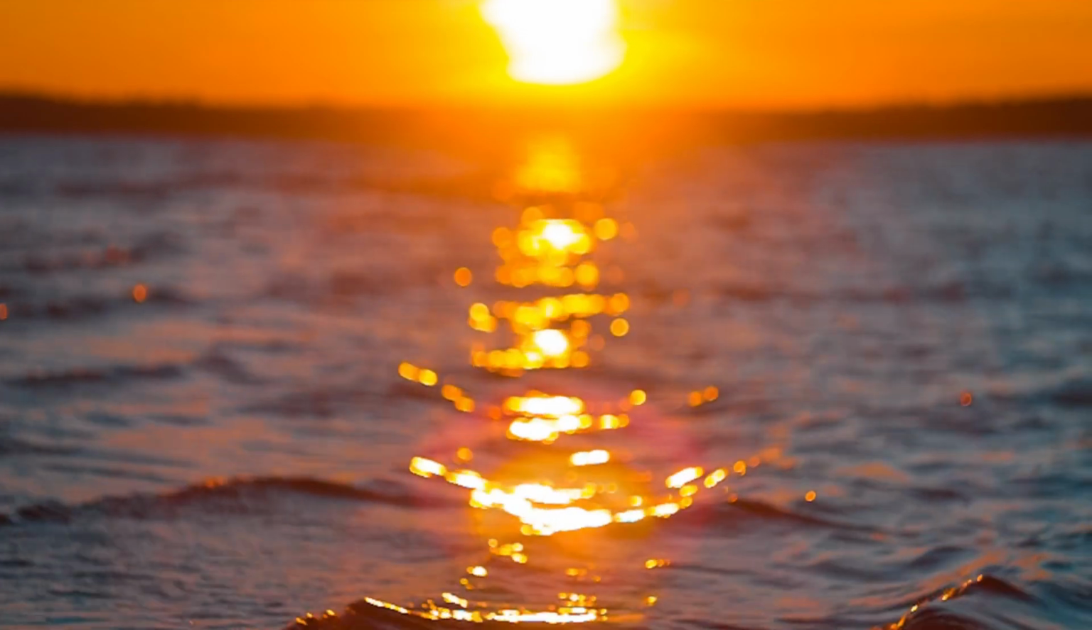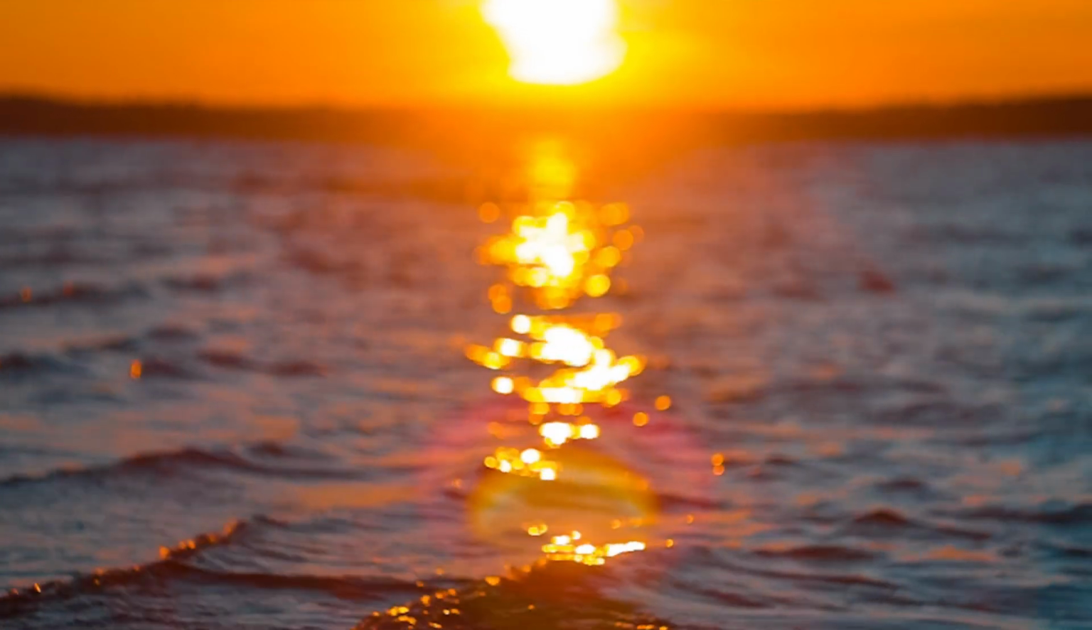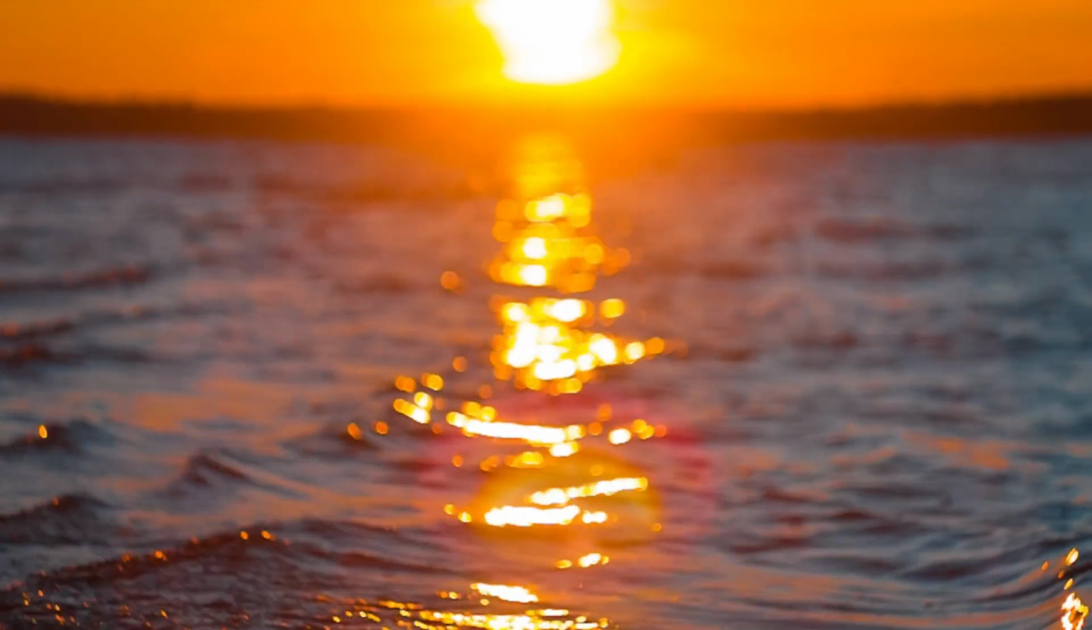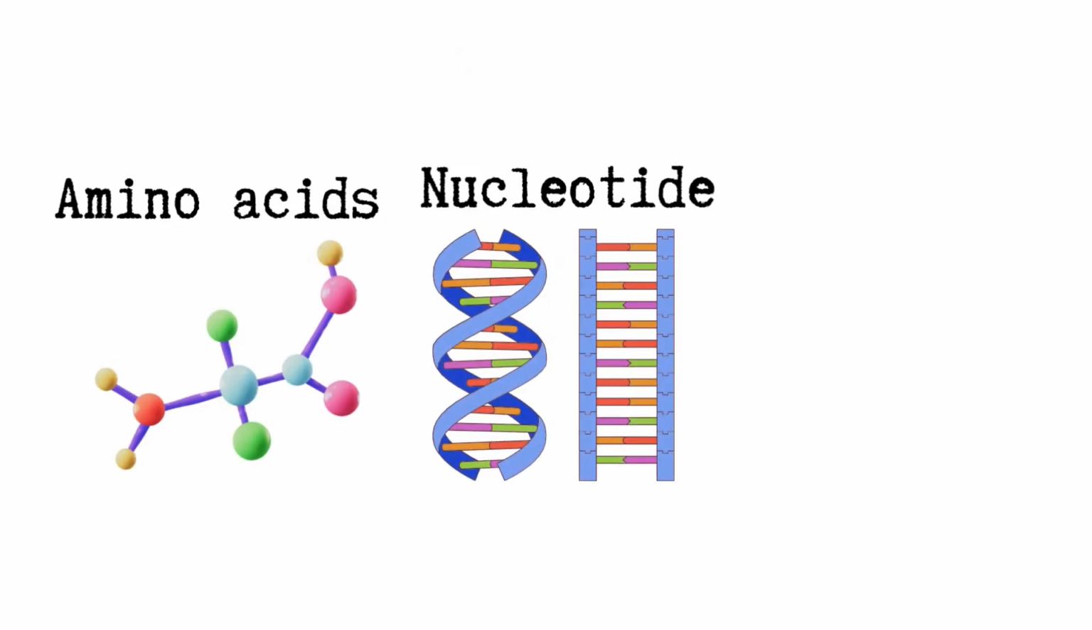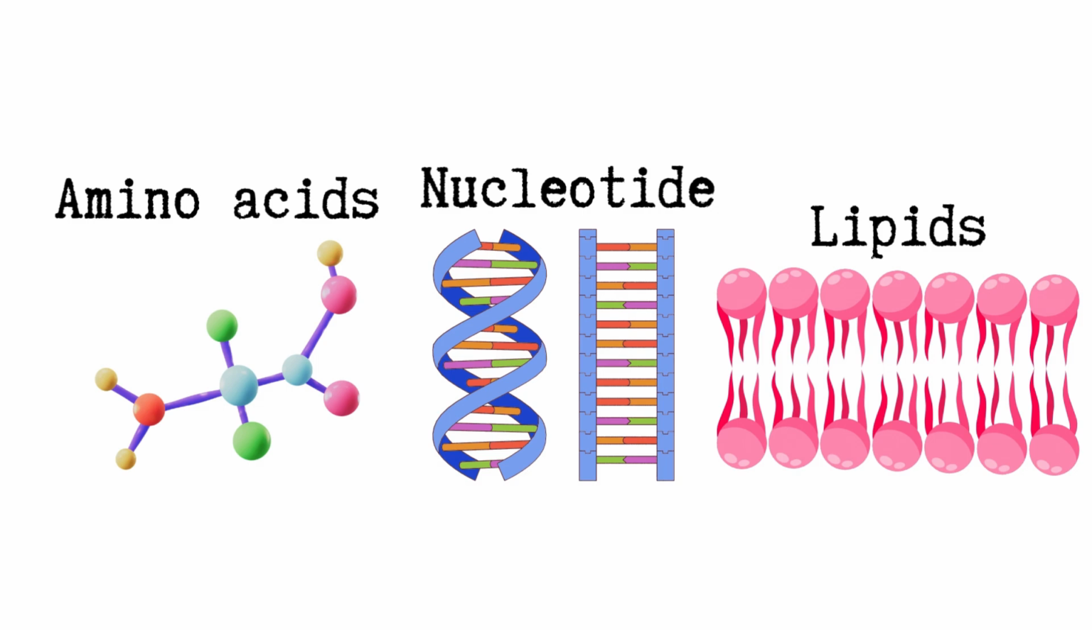The theory of a warm pond. Imagine shallow bodies of water on land. The sun is shining and ultraviolet light triggers chemical reactions. This is how amino acids, nucleotides, and lipids could be formed. Does it sound like something out of a textbook?